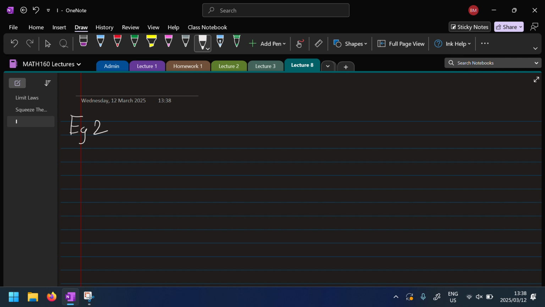Okay. Example 2. We have the limit as x goes to 0 of sine of x over x. We want to show that this is equal to 1. Okay. So this is going to be a proof type question. So we've got this limit is equal to 1. We want to prove that the limit is 1.